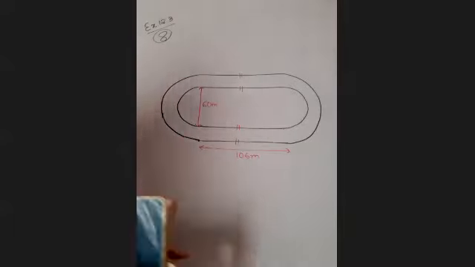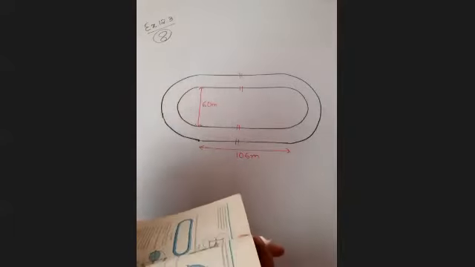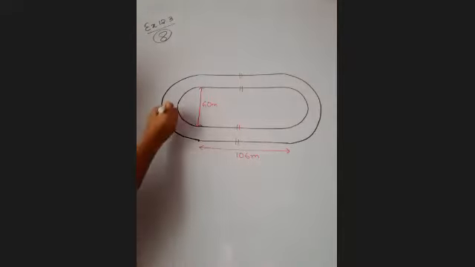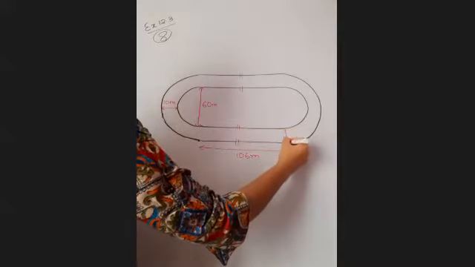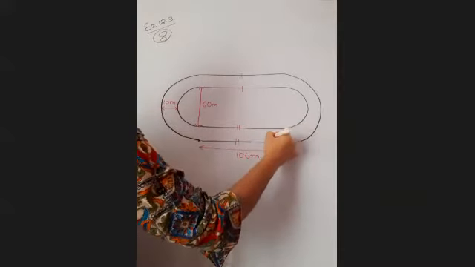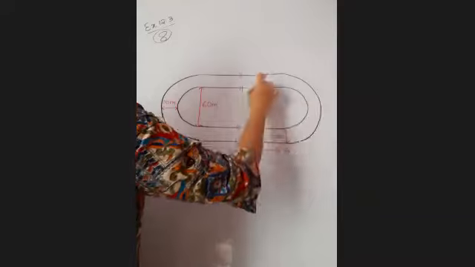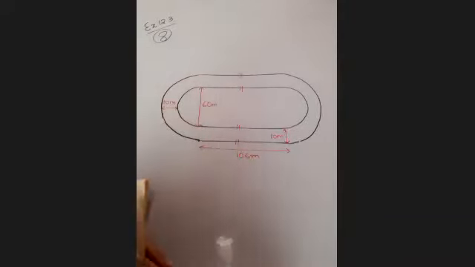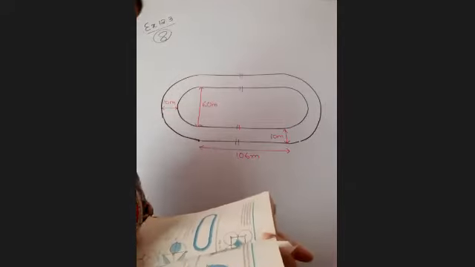106, right? If the track is 10 meters wide, now wide means the distance between inner and outer edge. This is 10 meters. And if this is 10 meters from here, this should be 10 meters from here as well. From everywhere, the width of the track is 10 meters, right?